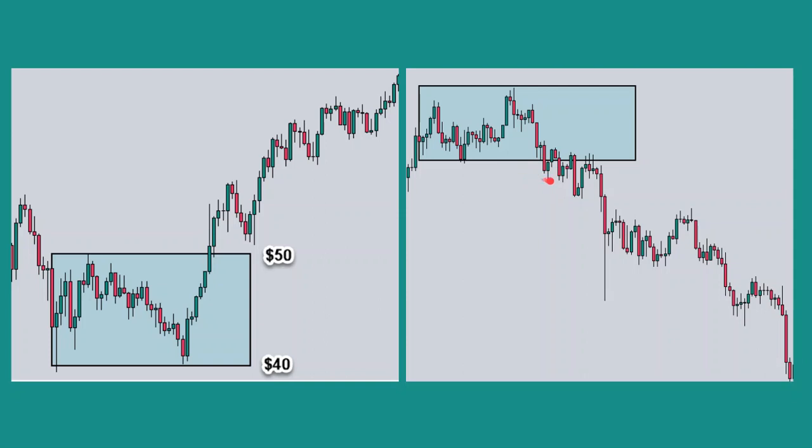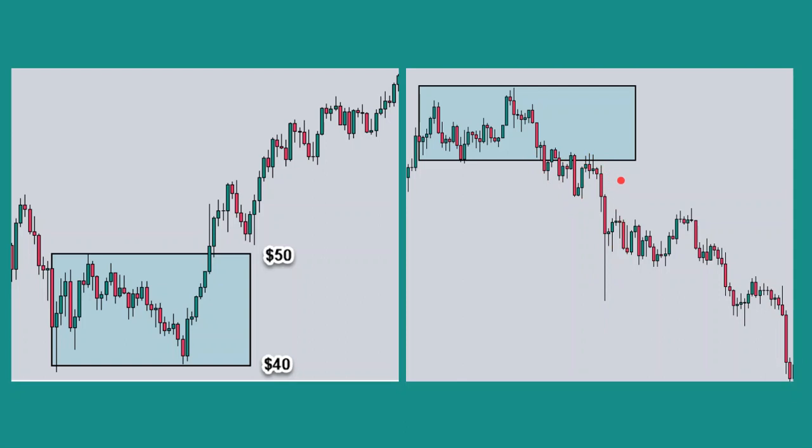The bears are in control in this situation. I explained that bears means the sellers and bulls means the buyers. So bears are in control and that market may fall to a lower price. As you can see, after ranging a little bit here, the market drops to lower prices.